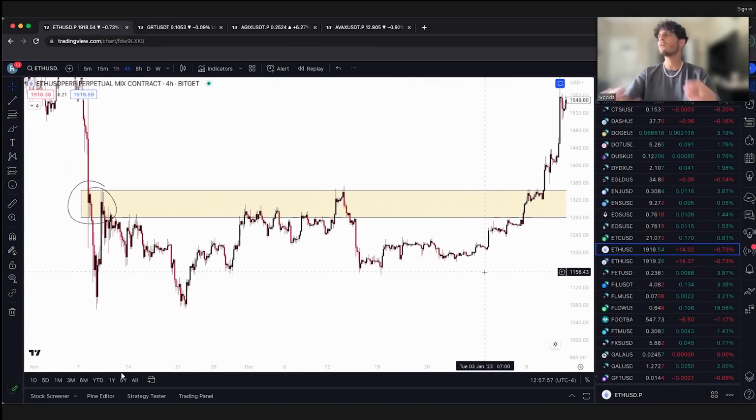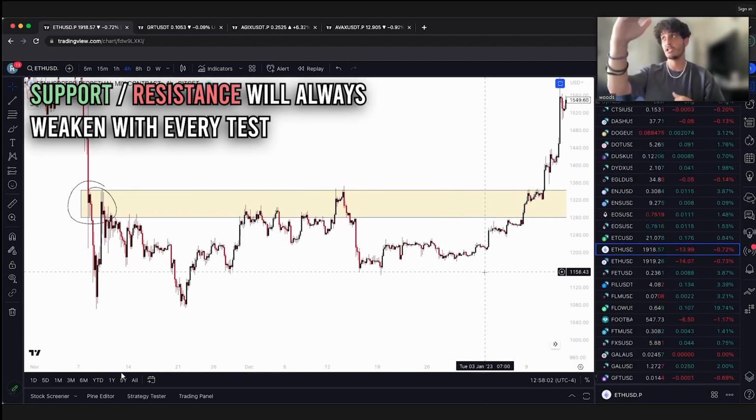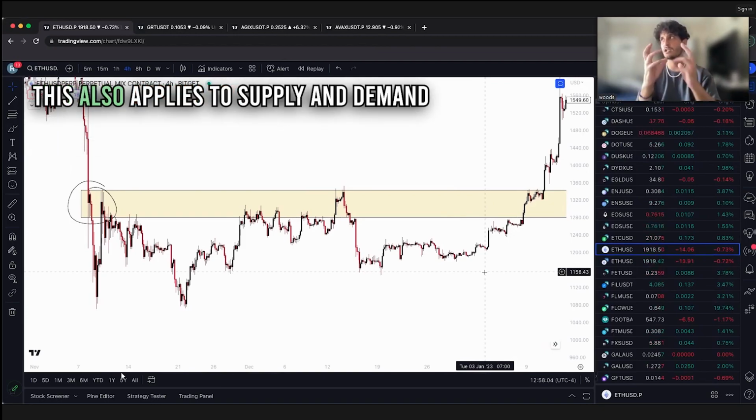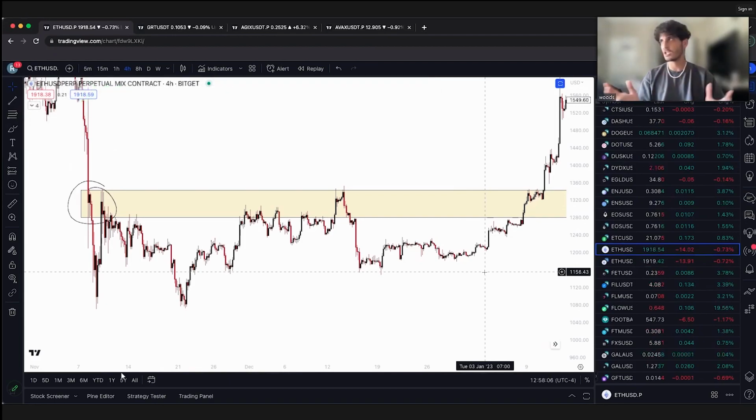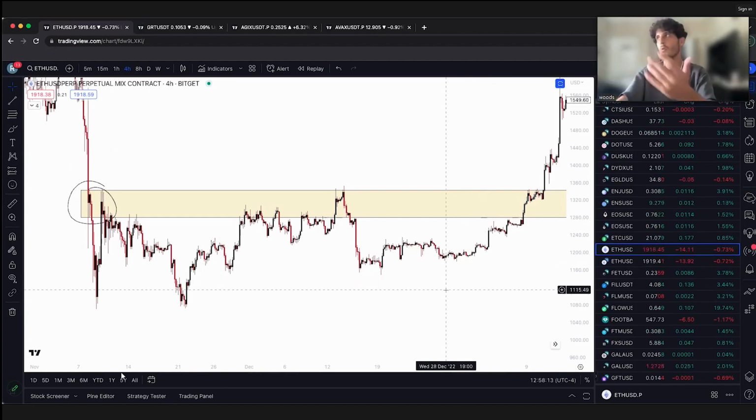Because generally, you want to play it like support resistance. The more times supply is tested, the less likely it is to hold, more likely it is to break. The more times demand is tested, the less likely it is to hold, more likely it is to break. Like support resistance, the more times support is tested, the less likely it is to hold, more likely it is to break. Just like when resistance is tested, the more likely it is to break. You want to look at supply the same way.